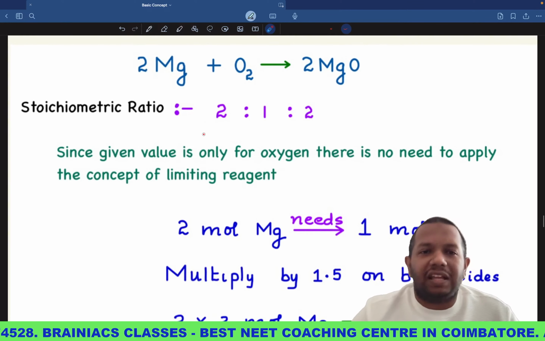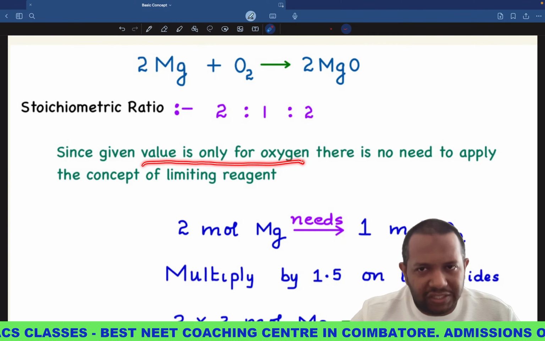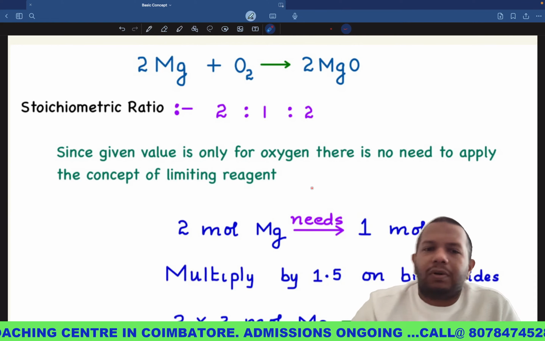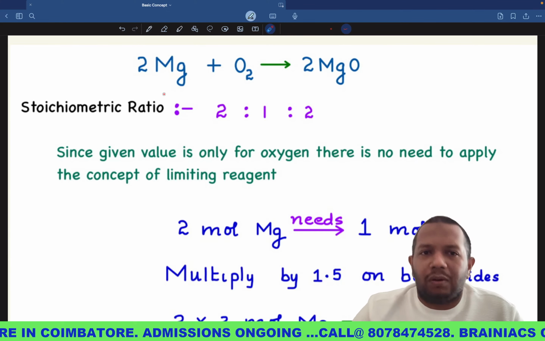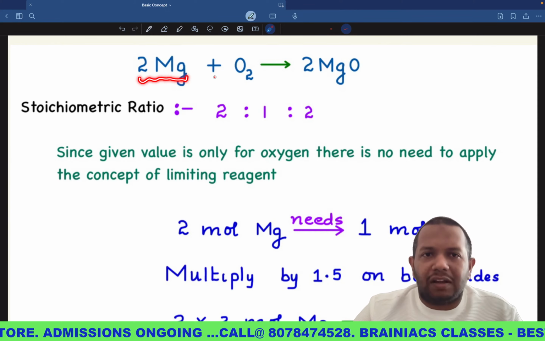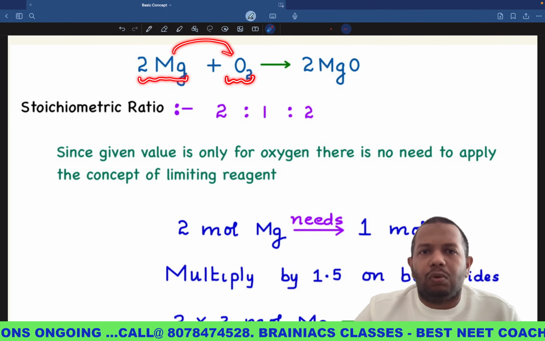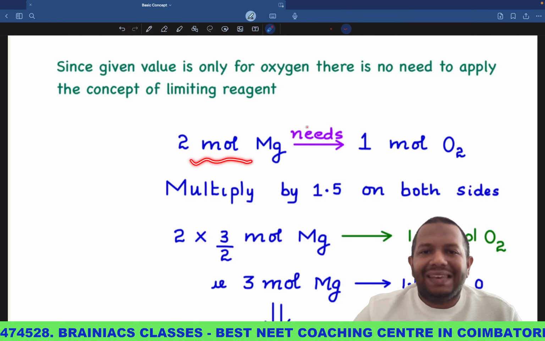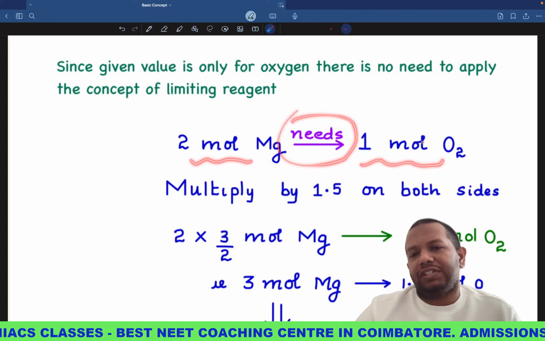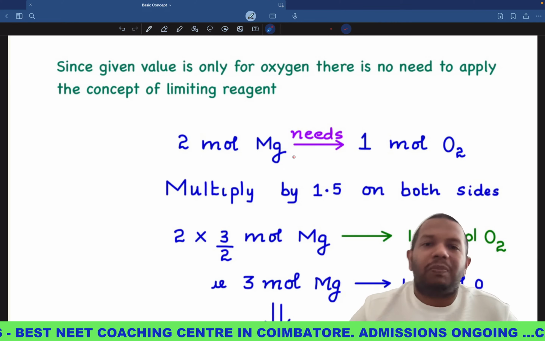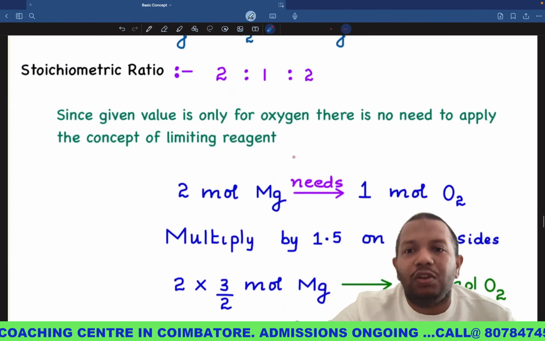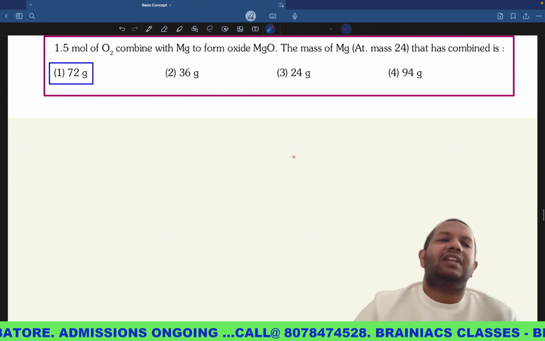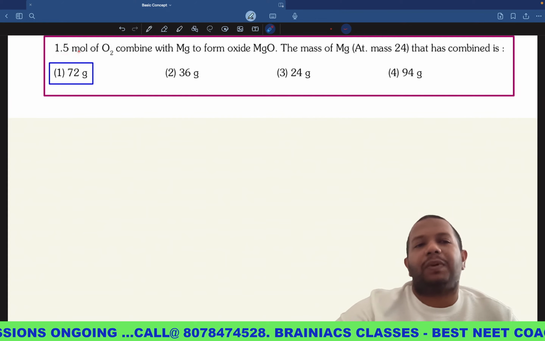So I have mentioned it very clearly, since the given value is only for oxygen, there is no need to apply the concept of limiting reagent. Very, very, very important. So we need to relate between magnesium and oxygen. So from stoichiometry, please write it down. 2 mole of magnesium can give you 1 mole oxygen, or we can write 2 mole magnesium needs 1 mole oxygen. Now next thing is how much amount of oxygen you have in your hand. If you see in the question, they have given 1.5 mole oxygen is present.